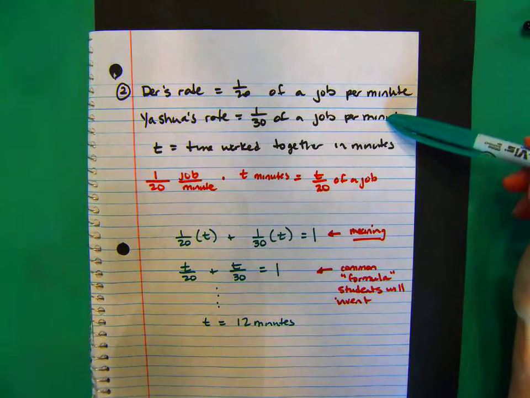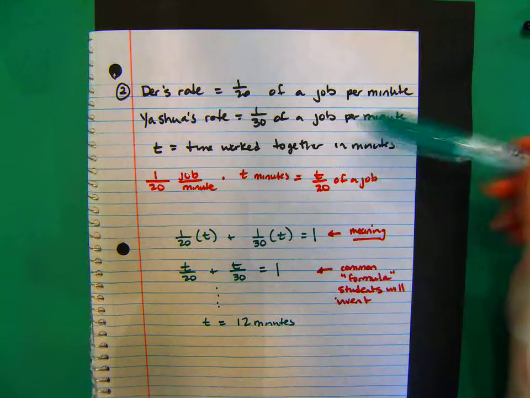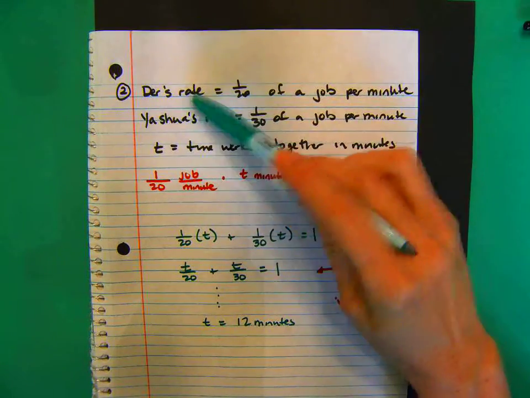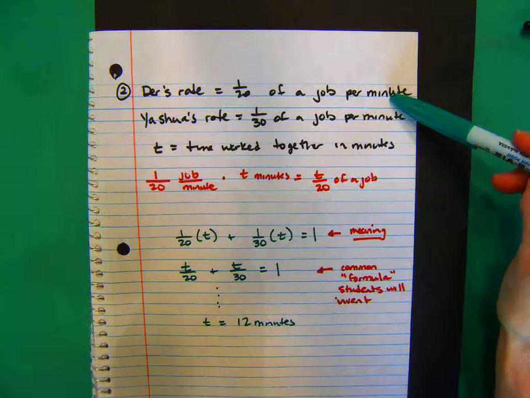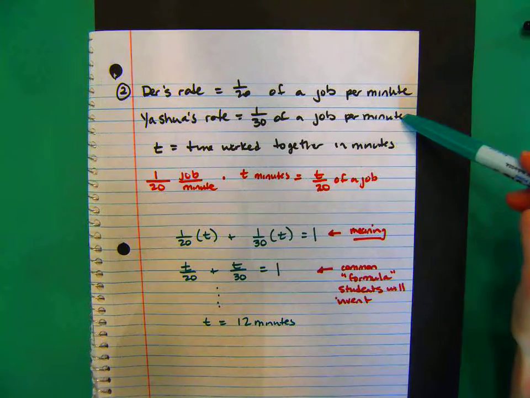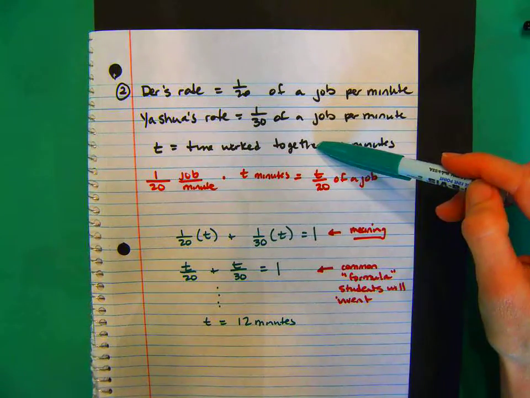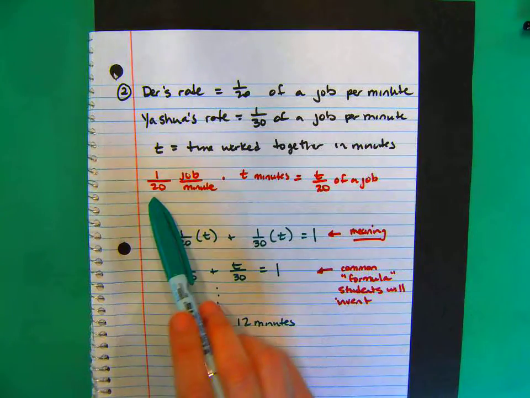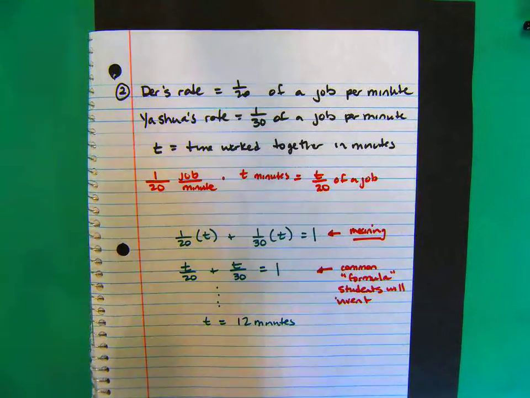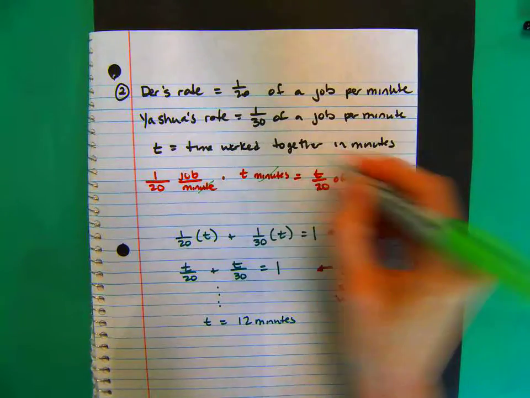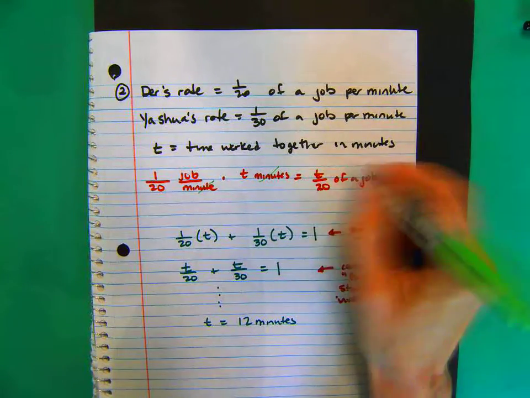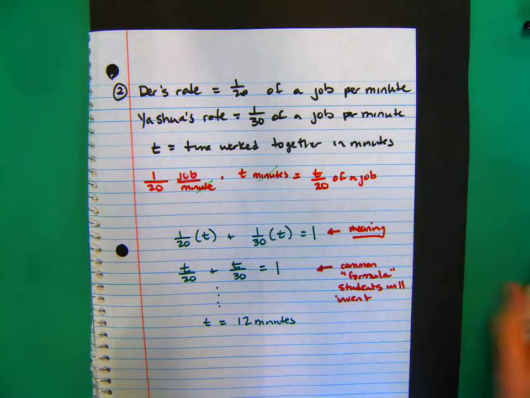So in this other work problem, again, names might be changed, but there was somebody who did 1/20th of the job per minute. Yeshua did 1/30th of the job per minute, and they worked a time together. So 1/20th of the job per minute times t minutes is going to give me t 20ths of a job. That'll be how much of the job Dur got done.